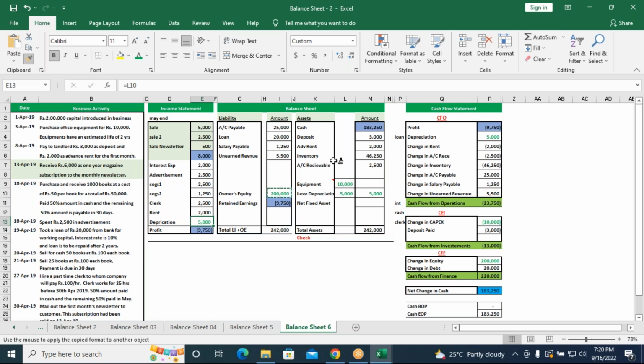Okay. So the next item is: paid to landlord rupees 3,000 as deposit. So deposit I am paying. So deposit 3,000 I am paying it here. And here I am paying the deposit. So in the cash flow statement, cash is going out in the form of deposit. So it will be in minus sign.